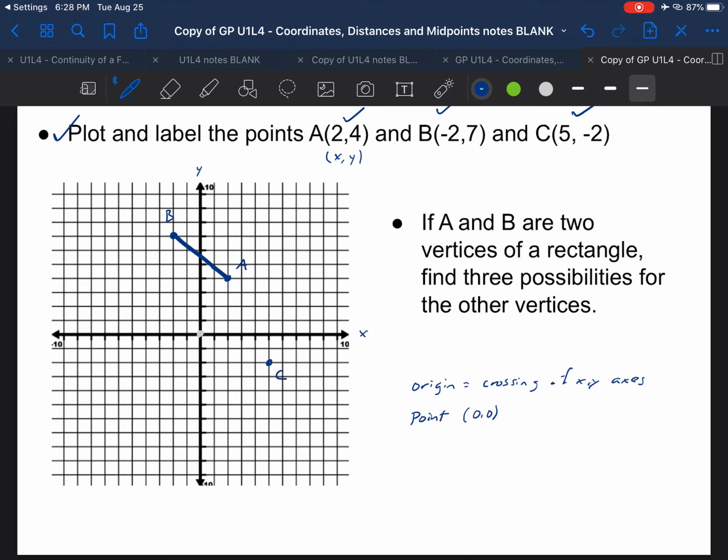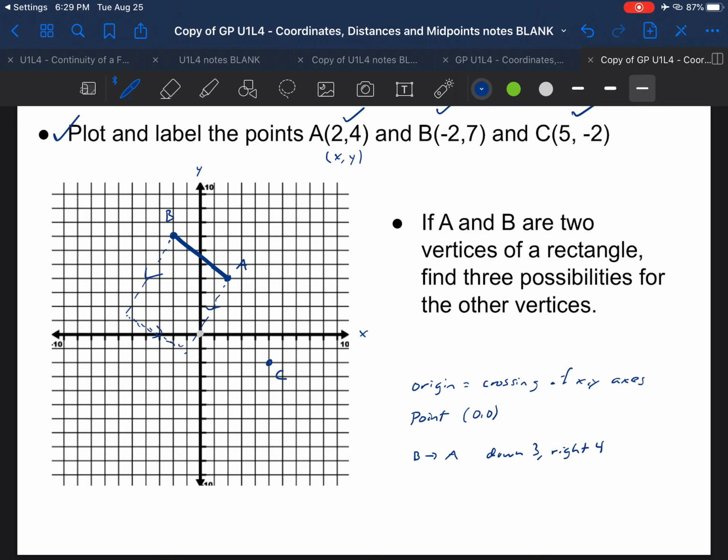Now, the slope to go from, and I'm actually going to do to go from B to A. In terms of y values, we go from 7 to 4, which means we go down 3. And in terms of x values, to go from B to A, we go from negative 2 to positive 2, which means we go right 4. So basically I'm thinking that we have a rectangle that looks like this.